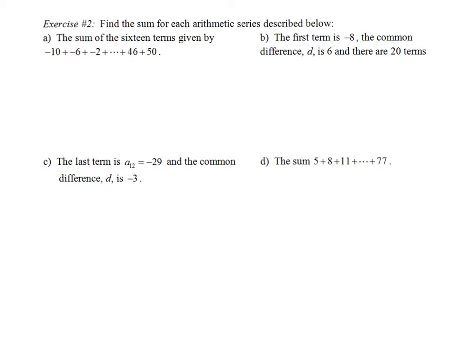Let's do exercise 2, in which we're going to find the sum for each arithmetic series that's described below. So I've got 4 different scenarios here. In part A, the sum of the 16 terms given by, and I've got those numbers all added together. Now when I look at those numbers, I notice that yes, I do have an arithmetic sequence. It's called a series because I want to add it together now.